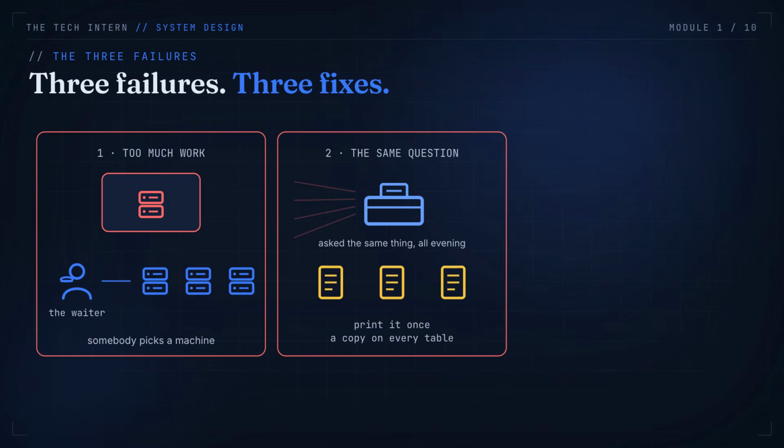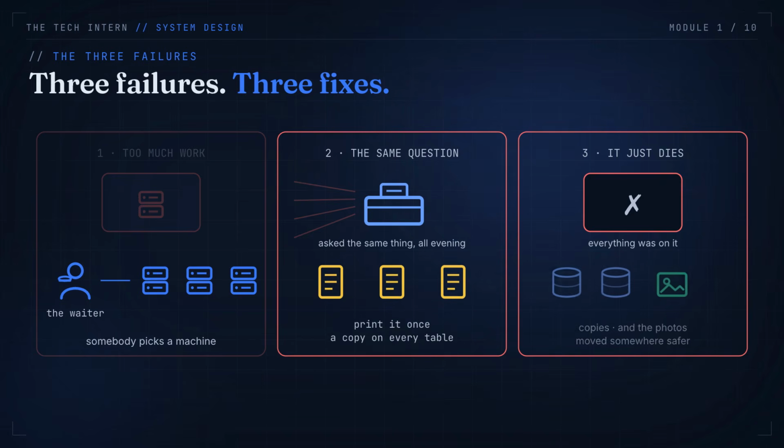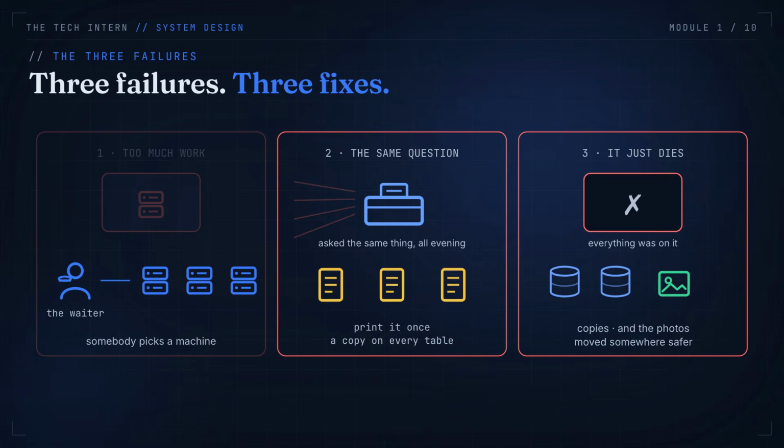That's a cache. Box number 2. Failure 3, and this is the frightening one. The machine just dies. A disk fails, a power supply gives out, somebody unplugs the wrong cable, and because everything lived on that one box, the app, the database, every photo anyone uploaded, all of it is gone at once. That has a name, a single point of failure. The fix is to stop keeping things in one place.